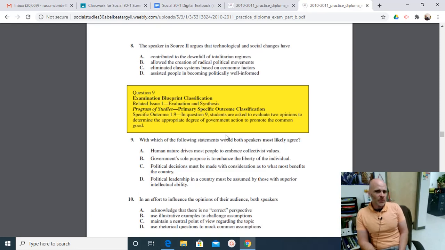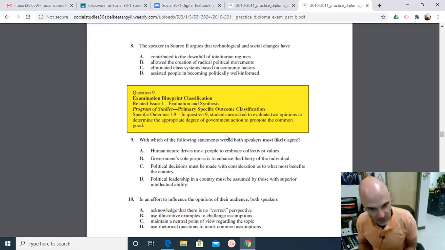Political decisions must be made with consideration as to what most benefits the country. That is just broad enough that they both would agree. Now, they disagree on how that's going to be. The first one would say that means a dictatorship. The second one might say that means a democracy. But they both agree that political decisions must be made with consideration as to what most benefits the country. And that's how that umbrella is big enough to fit both of them under. It's going to be that.